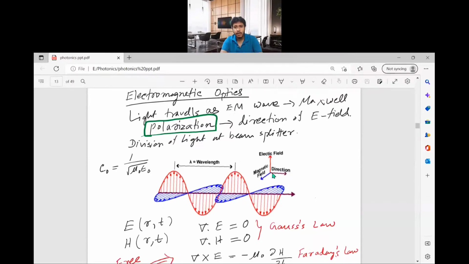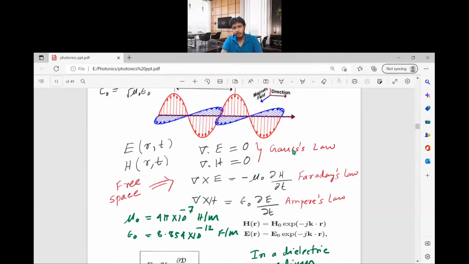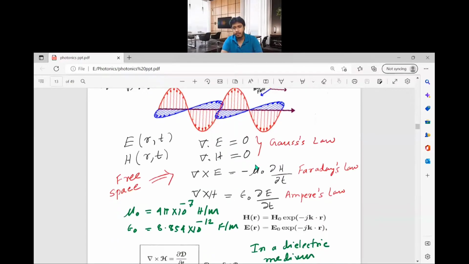If the E field is in one direction, the magnetic field will be at 90 degrees, and the direction of propagation will be at 90 degrees to both. This type of wave is known as a transverse electromagnetic wave, as the electric field, magnetic field, and direction of propagation are all perpendicular. The velocity of light in free space as an electromagnetic wave is 1 over root of mu 0 epsilon 0, where mu 0 is the permeability of free space and epsilon 0 is the permittivity of free space. Electromagnetic optics mainly deals with these four equations proposed by Maxwell.